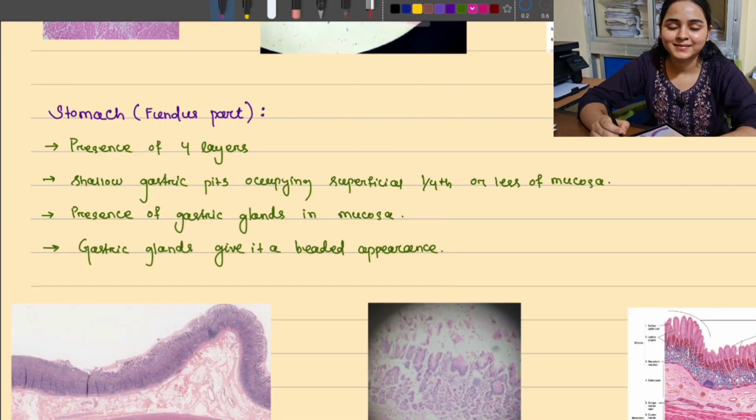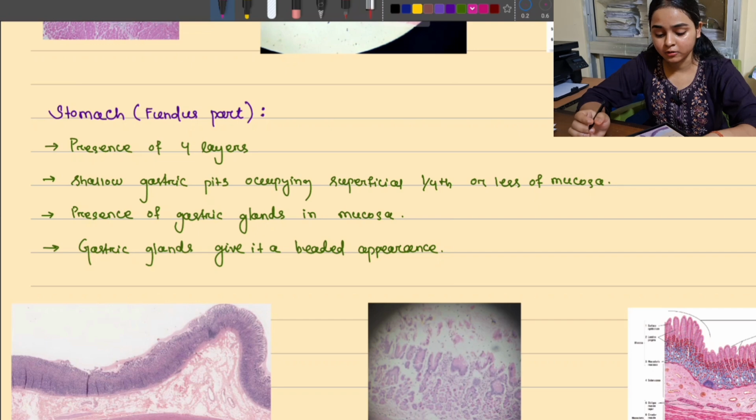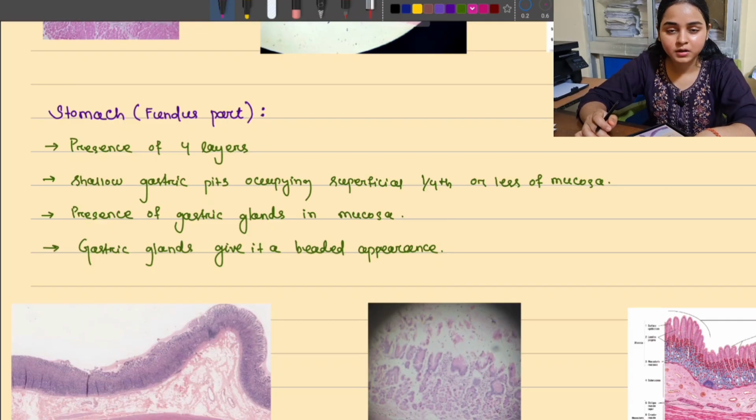Okay, so the next slide we are going to discuss is the stomach. Stomach has 4 parts: fundus, body, cardia and pylorus, but here we are concerned with only 2 parts, that is fundus and pyloric. We are going to study the slides of these 2 parts only. So let's start with the fundus part of the stomach.